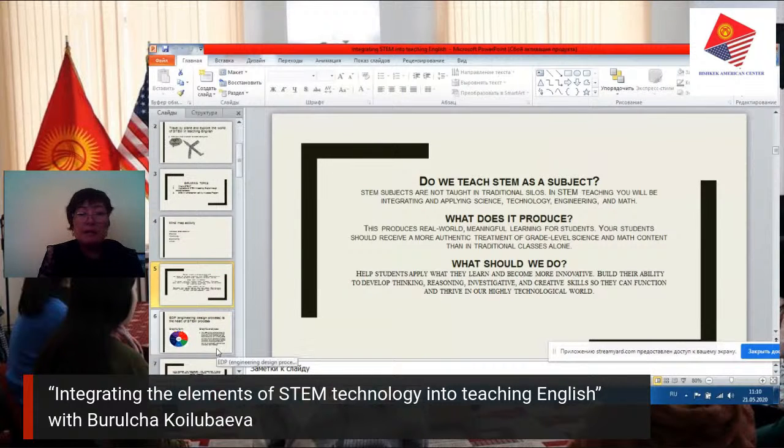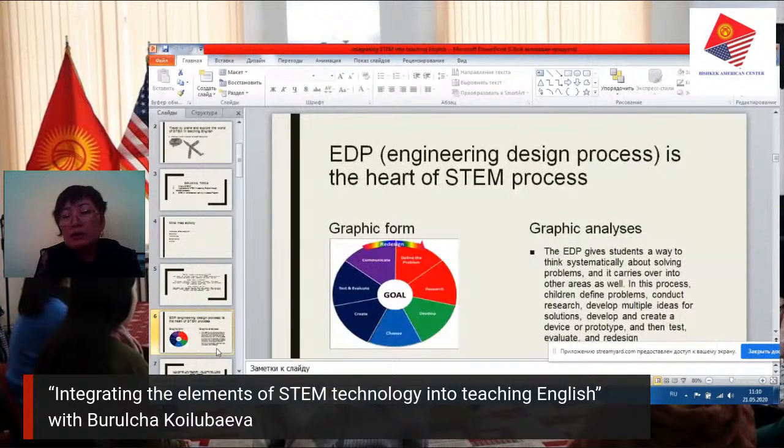The next is EDP. I Googled and found this graphic, and I found it really very interesting. The EDP, engineering design process, is the heart of the STEM process, as you know. What is the graphic form? The graphic form starts with defining the problem, in teaching English. Remember what kind of problems first. If the topic is, for example, gardening, what problems can students define here?